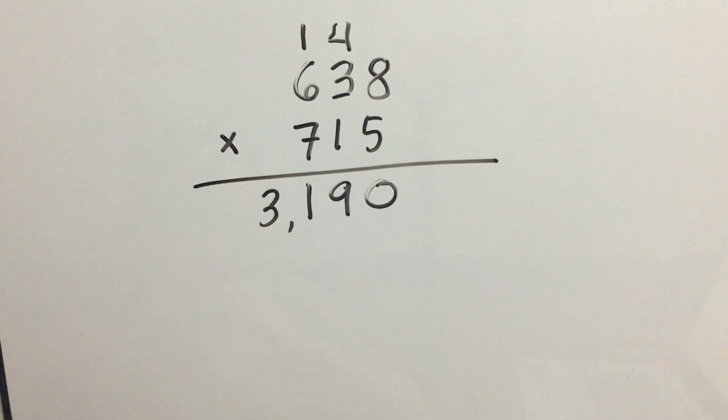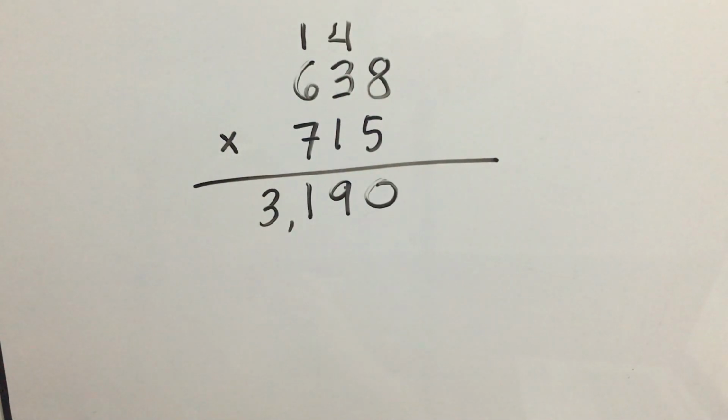What do we get? Awesome! Our partial product is 3,190. For step 2, multiply the tens digit of the multiplier, which is 1, with all the digits of the multiplicand, then regroup if necessary.